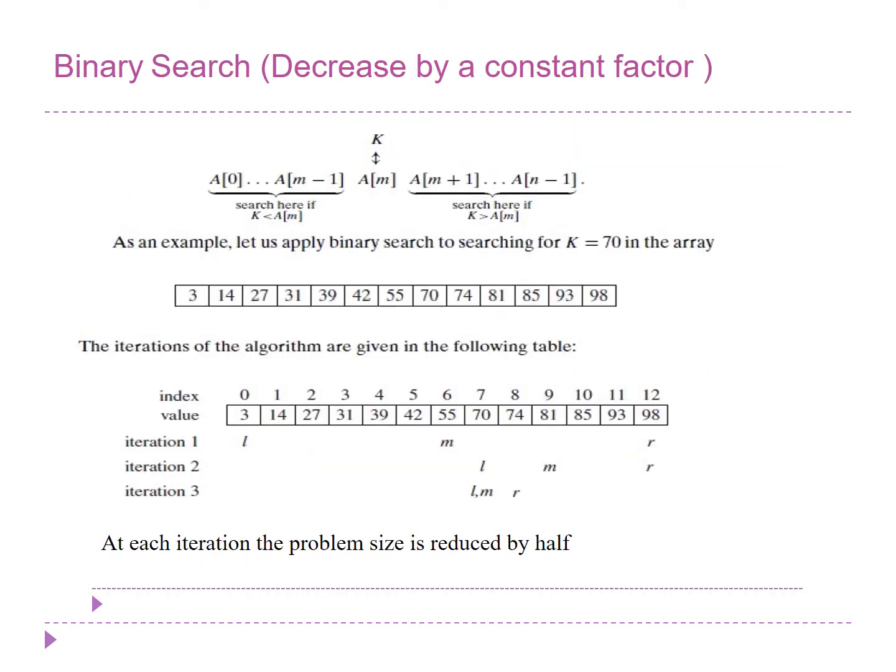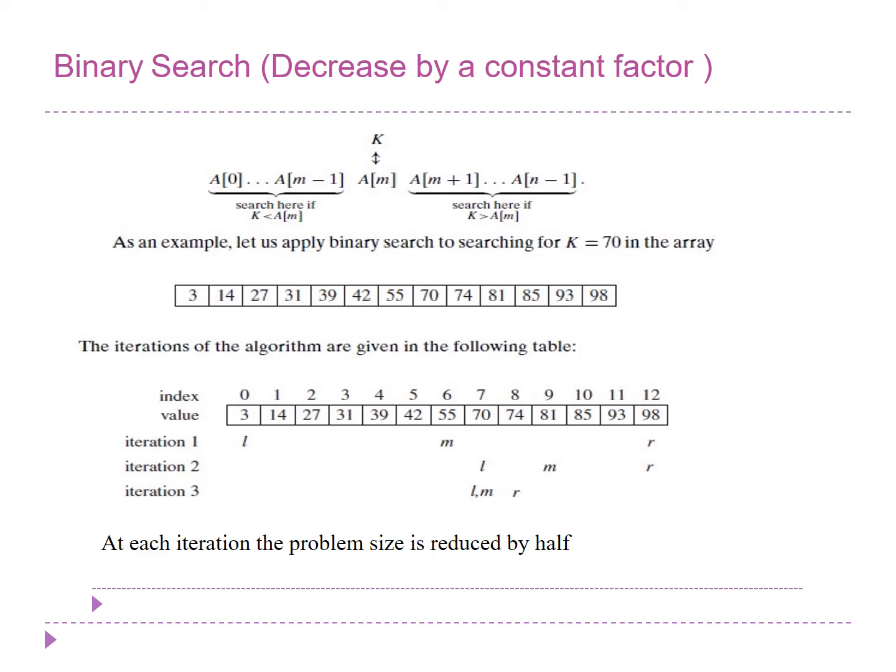Binary search is an example of a decrease by a constant factor algorithm. Using binary search, an element is searched in a sorted array of n elements. At each iteration of binary search, the problem size is reduced by half. How? At the first iteration of binary search, the middle index of the entire array is found and the element stored at that middle index is compared with the search element.